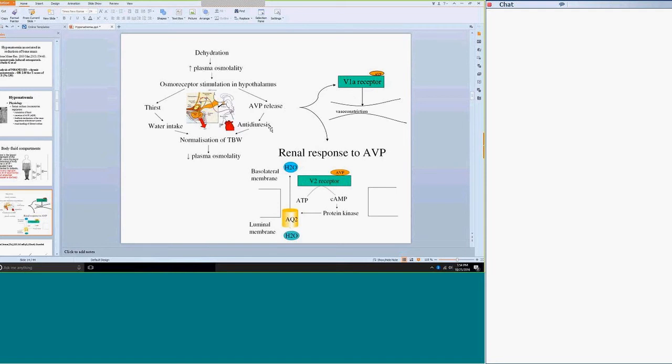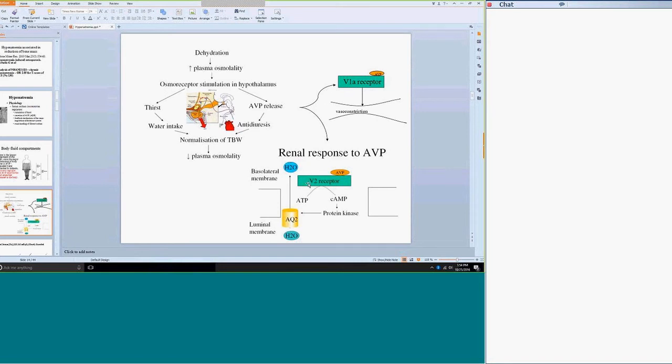The pituitary causes antidiuresis, or retention of water, and restores osmolality. AVP also acts in the periphery through the V1A receptor, where it causes vasoconstriction and maintenance of blood pressure. Those happen at a much later stage, but the early response is the renal response.